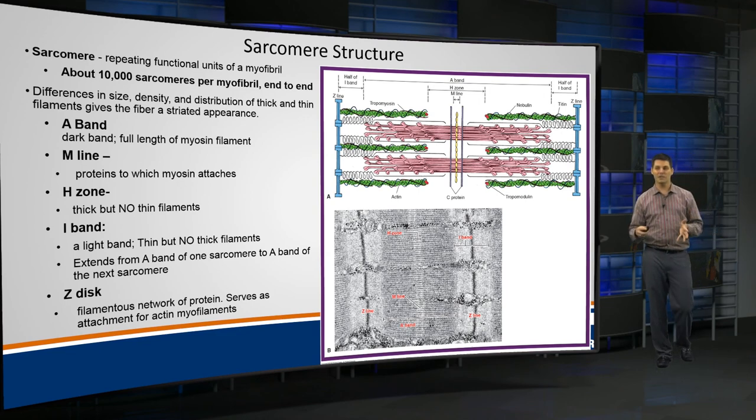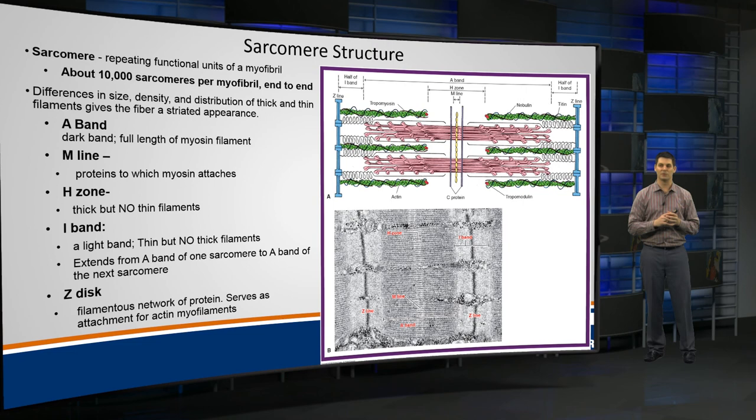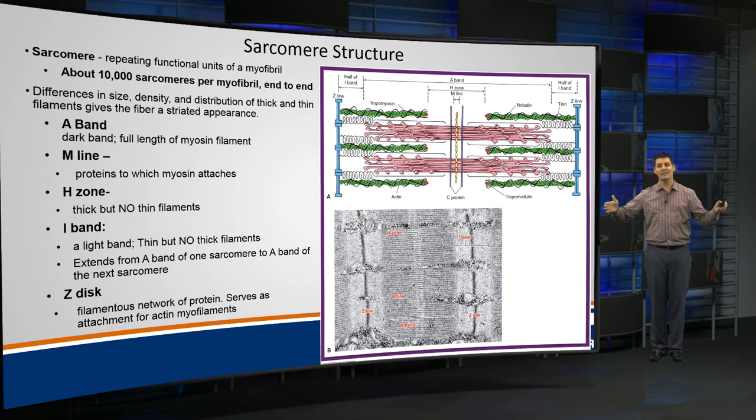Again, our sarcomere is the functional unit of skeletal muscle, and I've taken this picture out of your book if you want to get your book out and get a better zoomed in view than we have here. A couple things I want to point out. In this picture at the top, our actin molecules, our thin filaments, are in green, and you can see they are bound to the outer edge of our sarcomere, otherwise known as our Z-line or Z-disc. This is a filamentous network of protein that serves as the attachment site. Ultimately, our goal when we contract is to pull these Z lines towards the center.